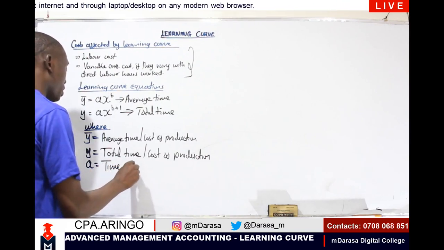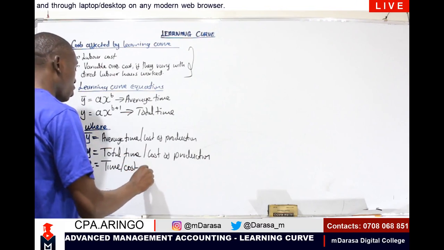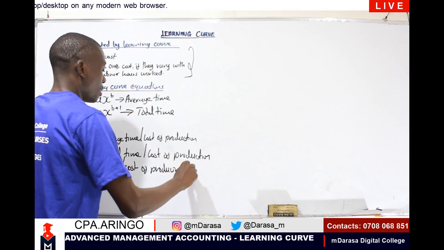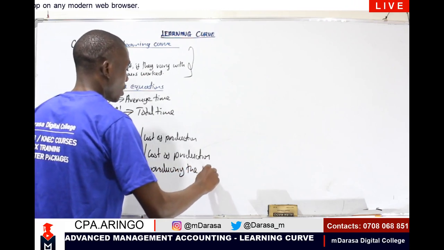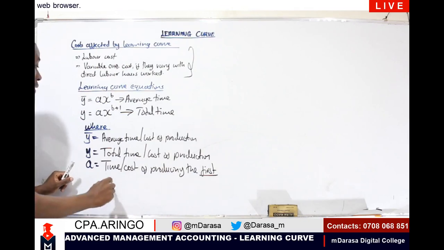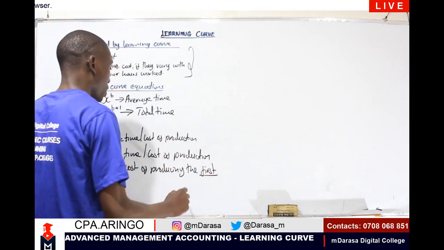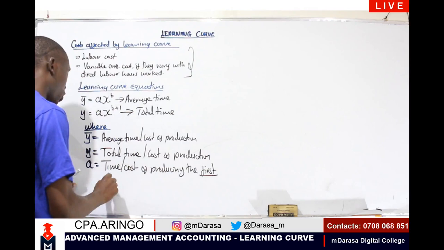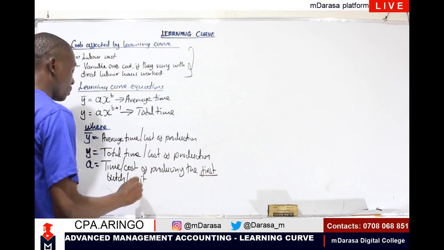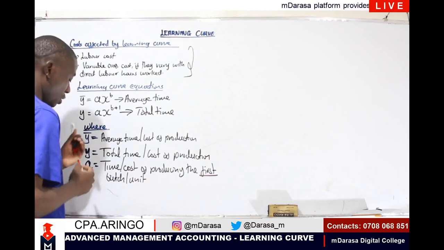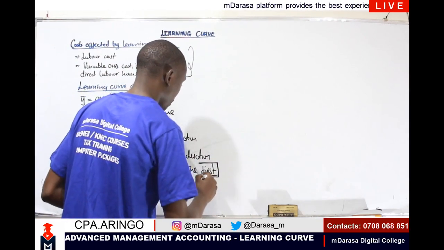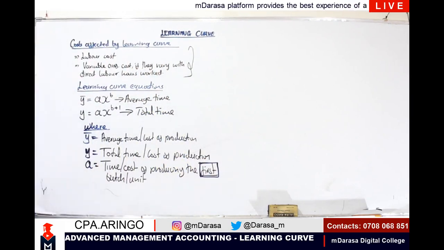Time or cost of producing the first batch. This is the word that I want us to grasp: the first batch or unit. If possible, underline the word first.